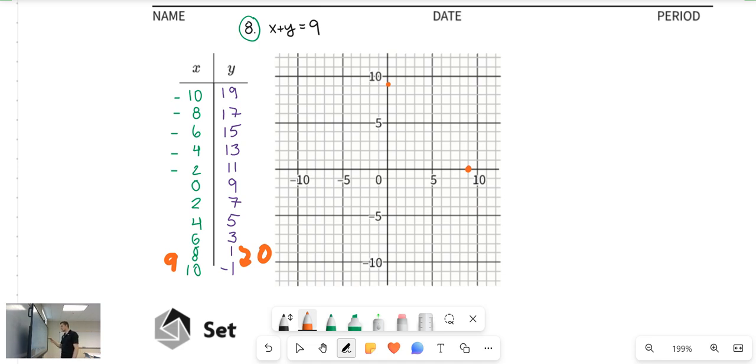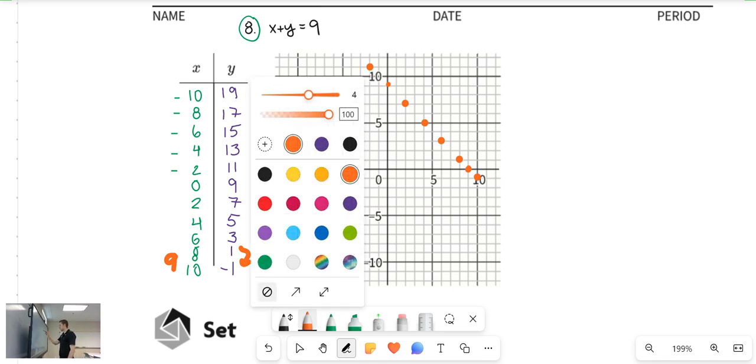And then let's see, we've got 2, 7 we can put on the graph. We can put 4, 5 on the graph. We could put 6, 3 on the graph. And we can put 8, 1 and 10, -1. Right, we can do that. And then it looks like -2, 11 would be up here. -2, 11 would be there. And that's the only one that's going to fit on the graph.